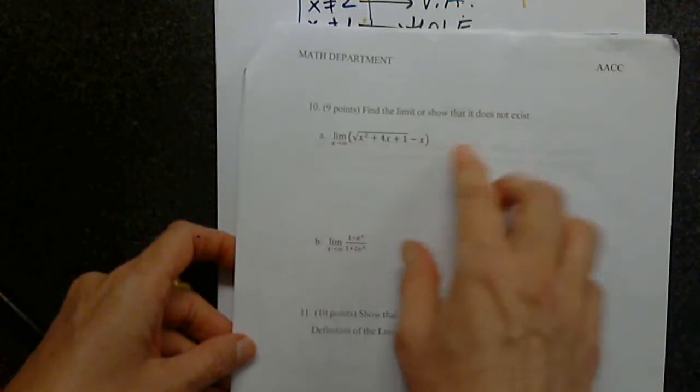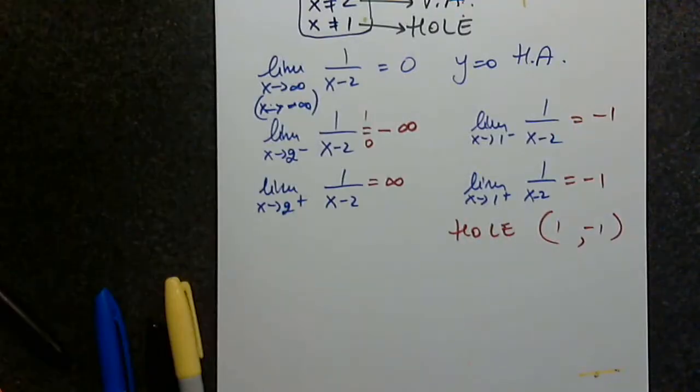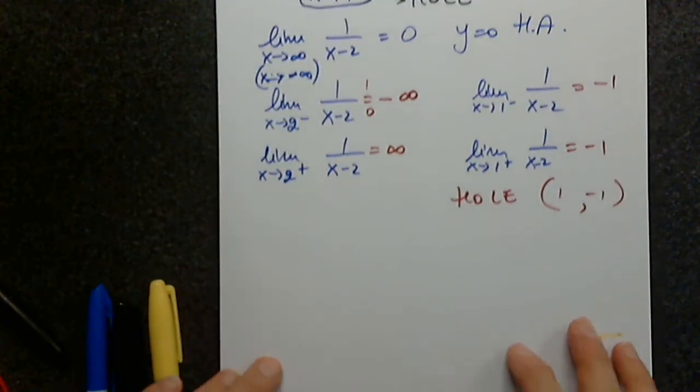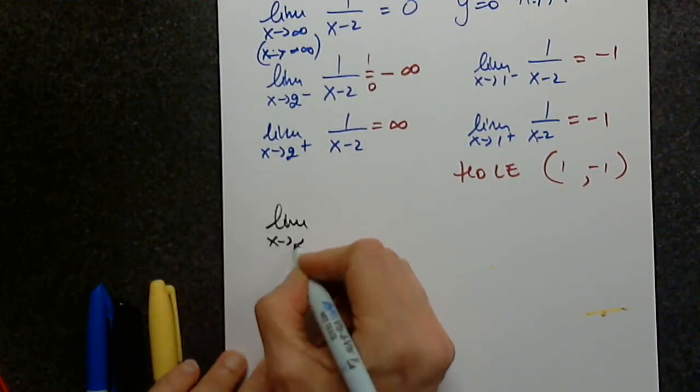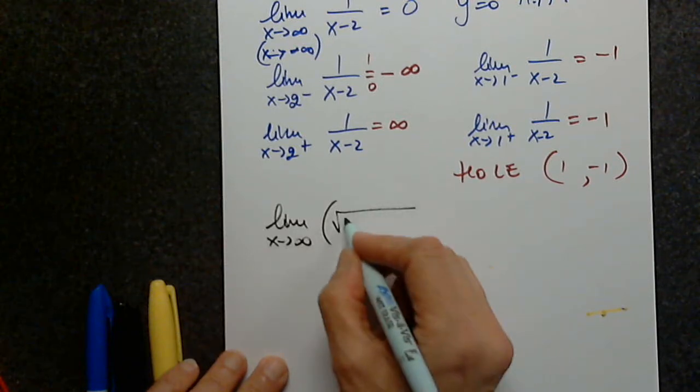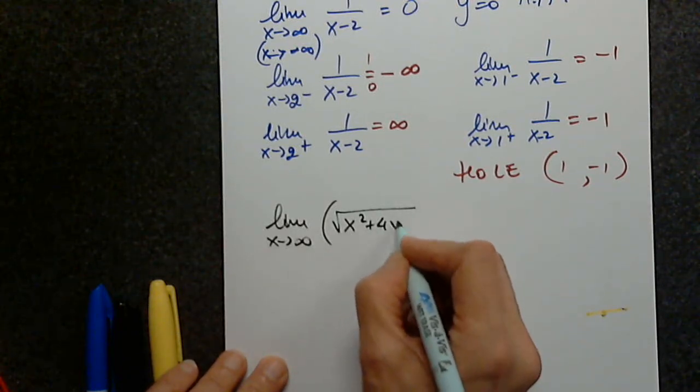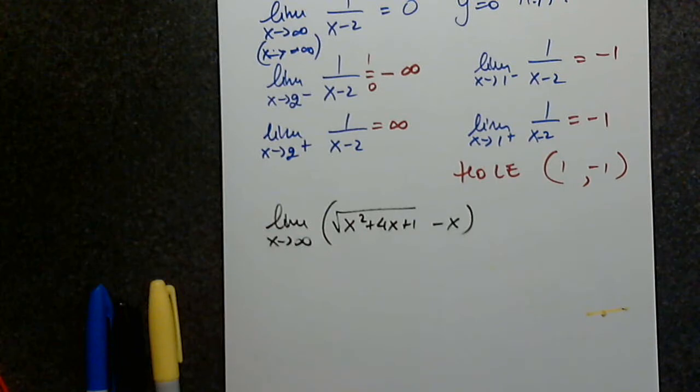Okay, next. Find the limit or show that it does not exist. We have 2 limits here. I think we did the first one, but we can do it again, or something similar. It doesn't matter. So we have the limit as x approaches infinity of the square root of x squared plus 4x plus 1 minus x.